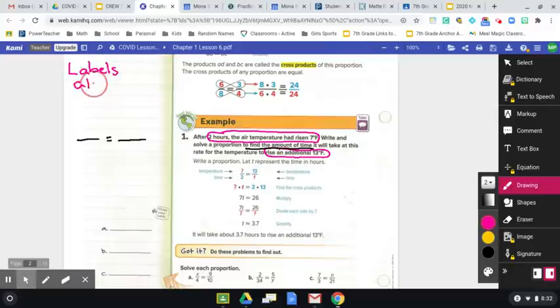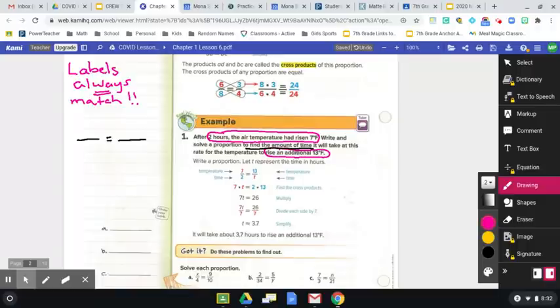Labels always match. And so what I mean by that is, in your numerator, you have to have the same labels from the story. And in your denominator, you have to have the same labels from the story.